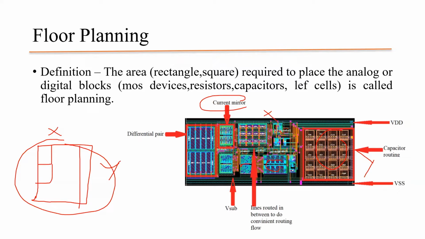In the floor plan stage, we get from the schematic part. Suppose this is about the schematic. We place these kinds of schematics, transferring the schematic to layout format. In the layout format, we will do multiple techniques: matching, electromigration, IR drop. These concepts will come later. So this is the fundamental of floor planning.